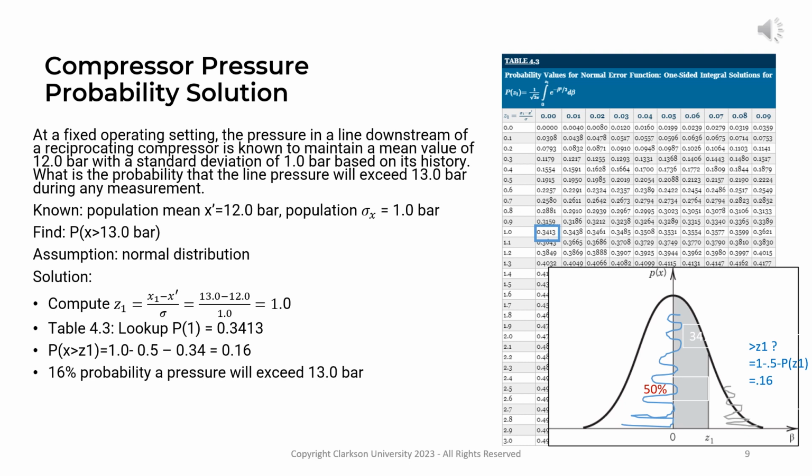So where do we come with the 1 and the 0.5? Well, the entire probability under the normal curve is 1. And the Z function deals with half, or the normal error function, one-sided, half of the probability, or 0.5. So we got 1 minus 0.5, and then we subtract off the shaded area, which is 0.34. That leaves us with the tail on the right of 16, 0.16. That indicates a 16% probability of a pressure exceeding 13 bars.